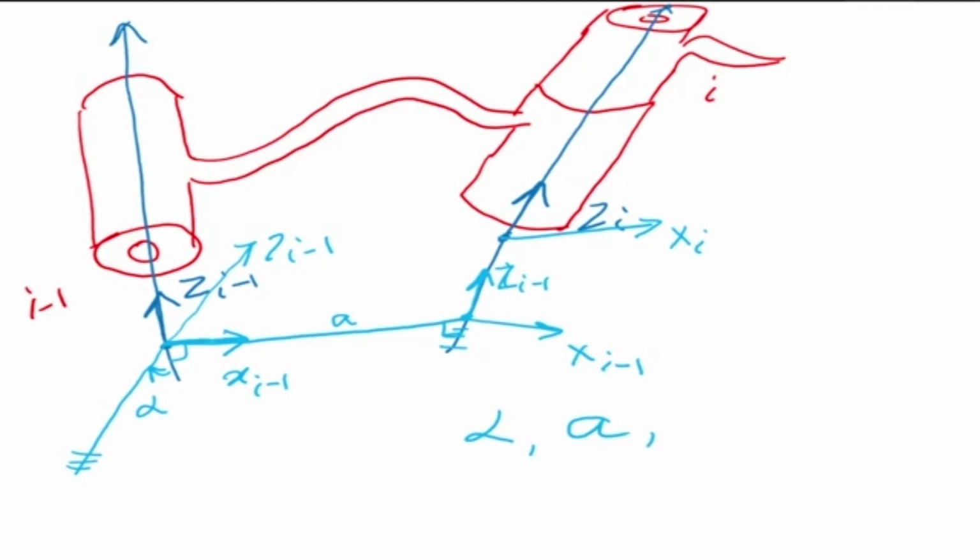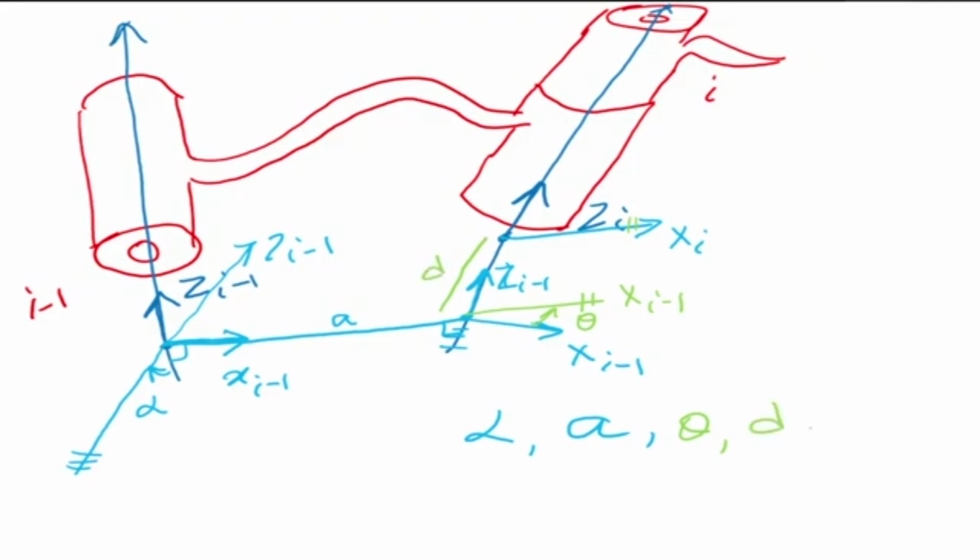Now we see that there is an angle between x_i minus 1 and x_i. So what I do next is I rotate this by an angle theta. So my x_i minus 1 comes here, and this becomes parallel to that. So that's my angle theta. The next transform is theta. Now there is a distance between the origins, so I move the origins up by a distance d, and this is my distance d now.